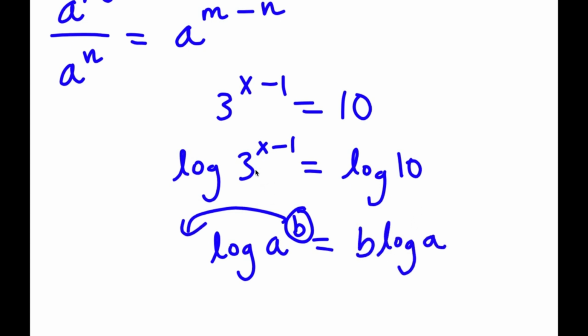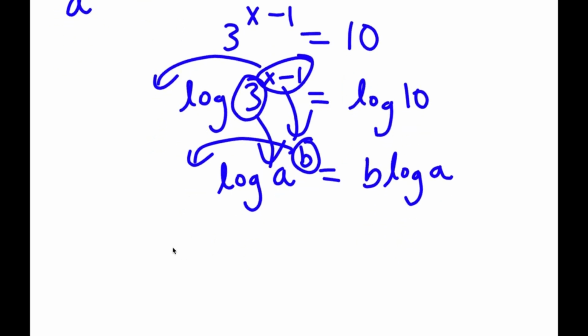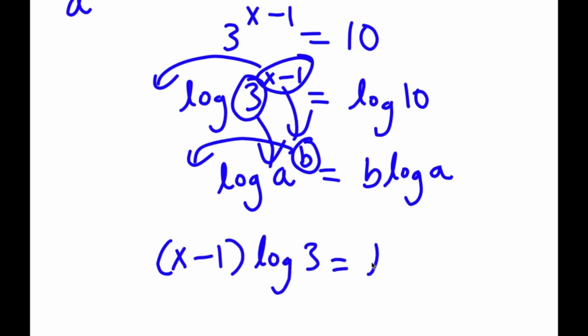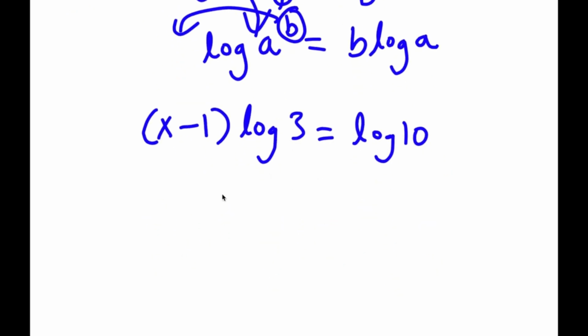So in this case, I have log 3 to the power of x minus 1, and we can think of 3 here as a and x minus 1 as b. So if I can move b to the front here, then so can I over here. So now I'm going to have x minus 1 times log 3 is equal to log 10. Now to continue solving this, log 10, that's the same thing as 1. So now I have x minus 1 times log 3 is equal to 1.